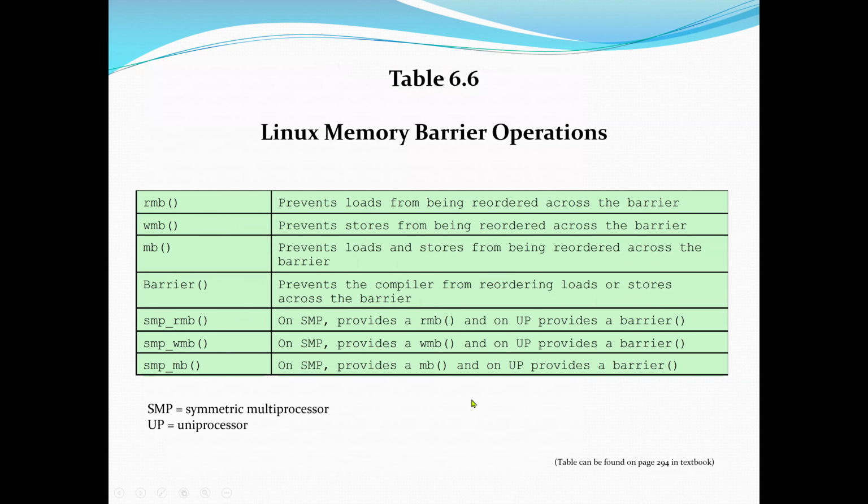And this is our Linux memory barrier operations. To enforce the order in which instructions are executed, Linux also provides a memory barrier facility. It lists the most important functions. We have the RMB function. This operation will ensure that no reads occur across the barrier defined by the place of the RMB.